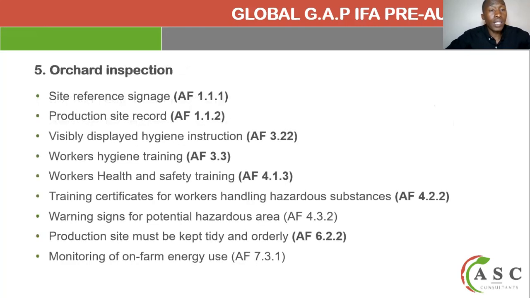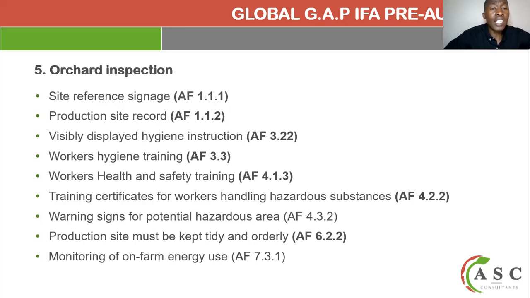As we move on, let's have a look at the requirements or tips with regards to orchard inspection. First and foremost, there should be signage which speaks to site references. Your site reference signage must consist of your tree census, the number of trees planted, the intra-row spacing, the name of the cultivar or variety of the particular produce that you are producing. If there is a rootstock being used, it can also be put on the signage.